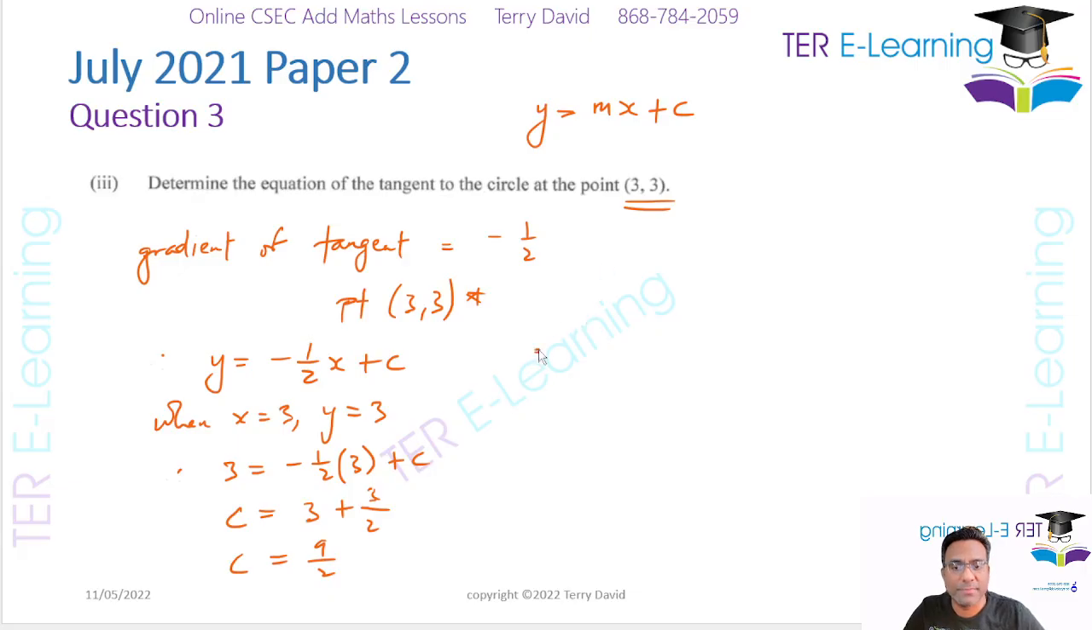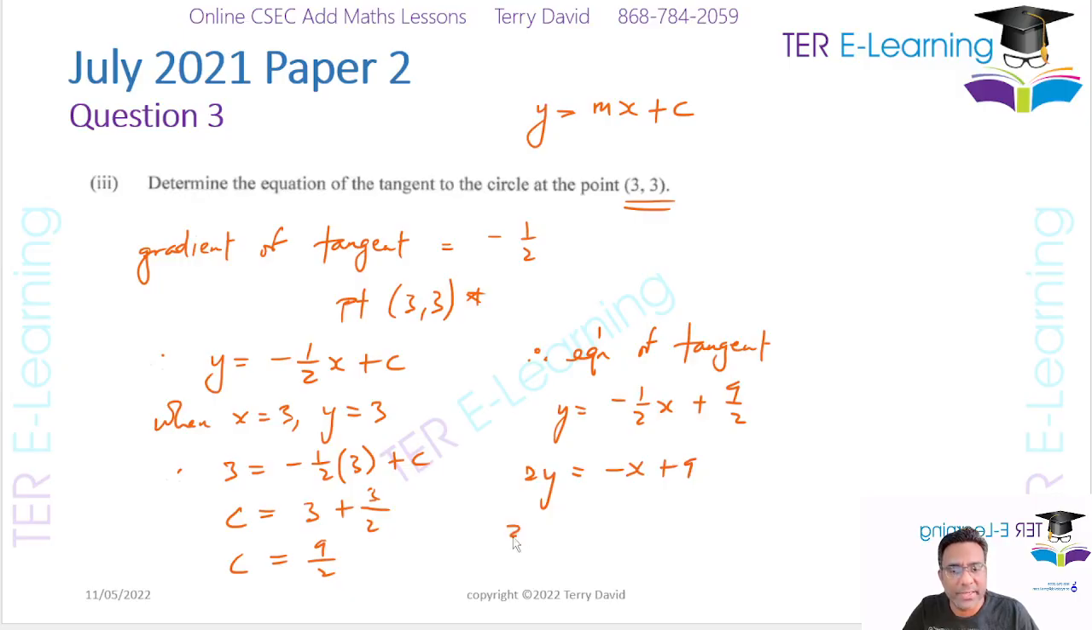So therefore the equation of the tangent is y is equal to minus a half x plus 9 over 2. Now you can leave your answer like that if you want, or you can write it as 2y is equal to minus x plus 9, or we can say 2y plus x is equal to 9. Either one of these will work for your answer. That's not a problem really. So that's the answer for the third part.